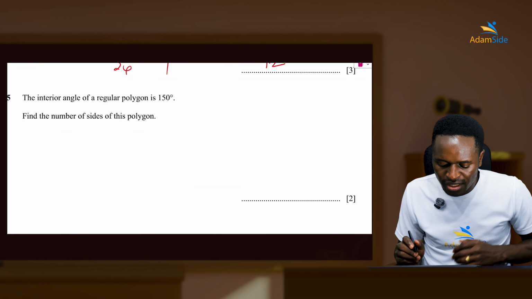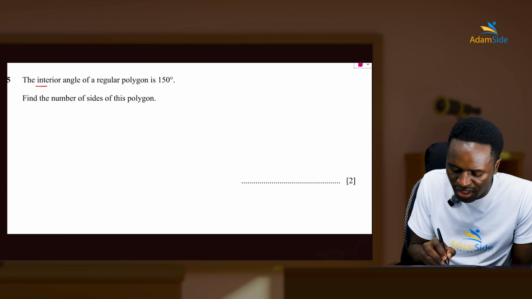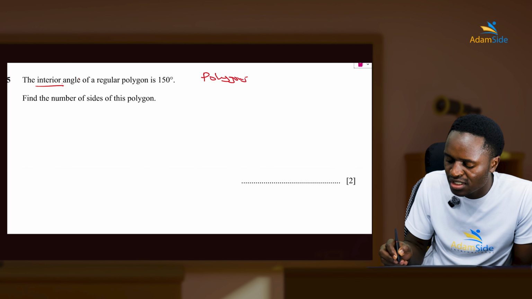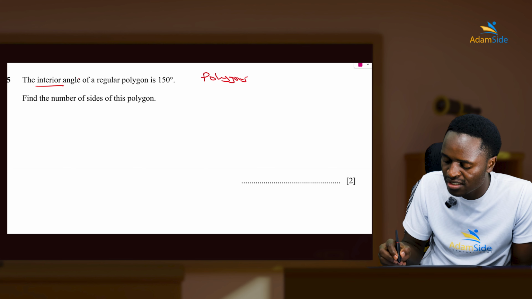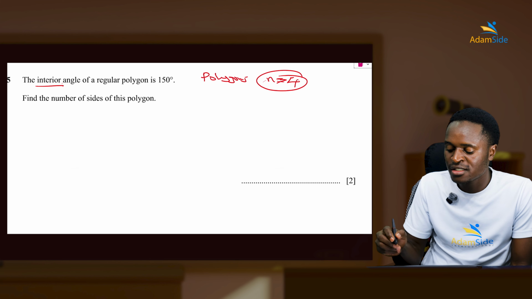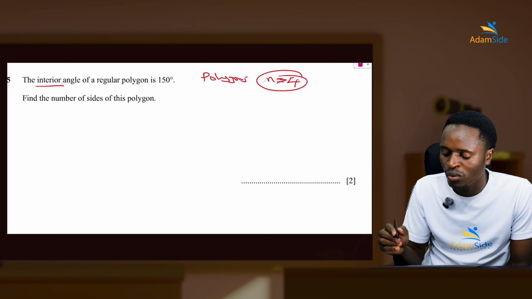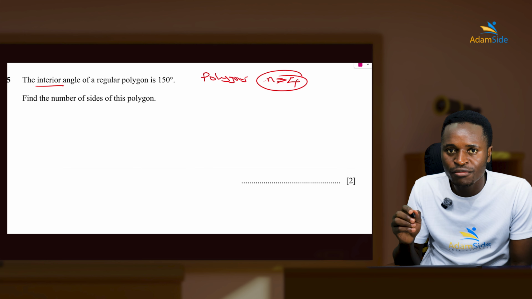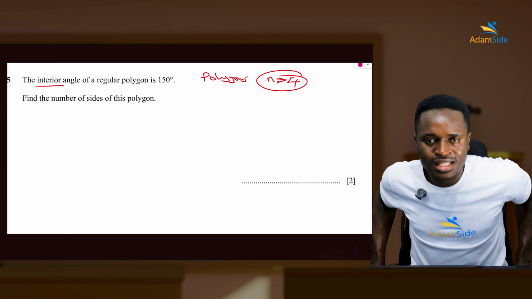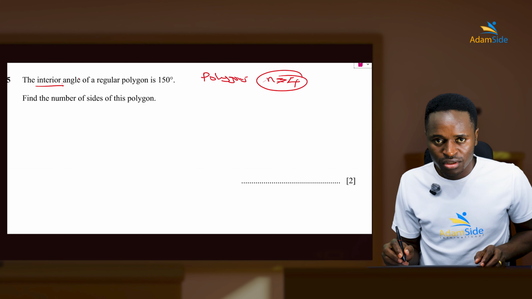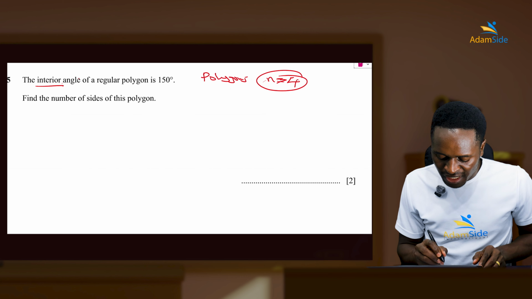Next, question number 5. The interior angle of a regular polygon is 150. So here you're talking about polygons. Polygons are flat surfaces whereby the number of sides n should be greater than 4. Shapes that have sides equal to 4 are called quadrilaterals, but polygons have sides greater than 4. The first polygon we'll talk about is the pentagon. So find the number of sides of this polygon.